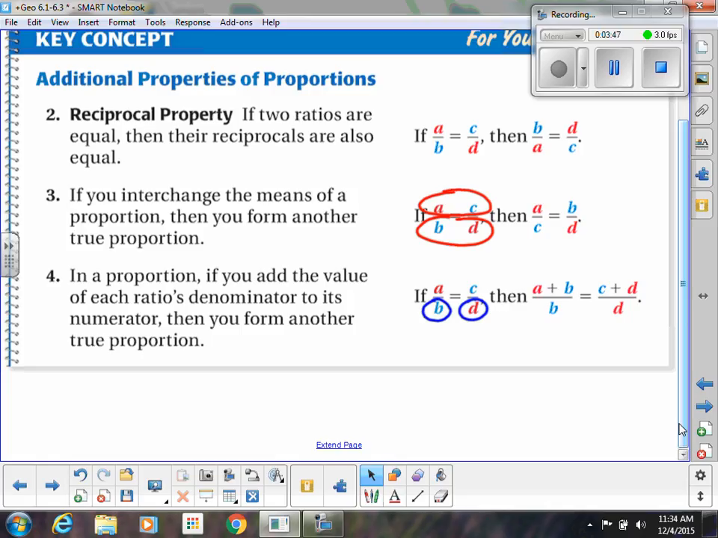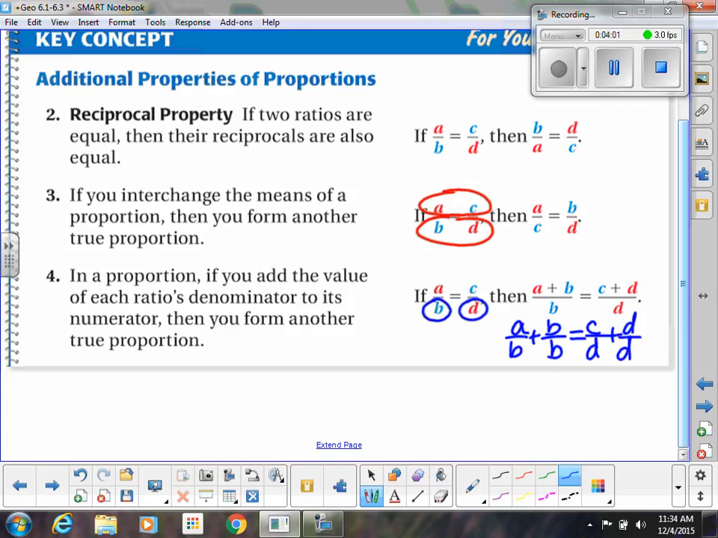And really, if you think about it, if we have things like this, I can separate these fractions into A over B plus B over B, which equals C over D plus D over D. Well, what happens with B over B? B over B cancels. That's just 1. This cancels, so it's like they're canceling. So that's why it doesn't impact anything. It's like we're adding 1 to both sides. Okay, so those are our rules.